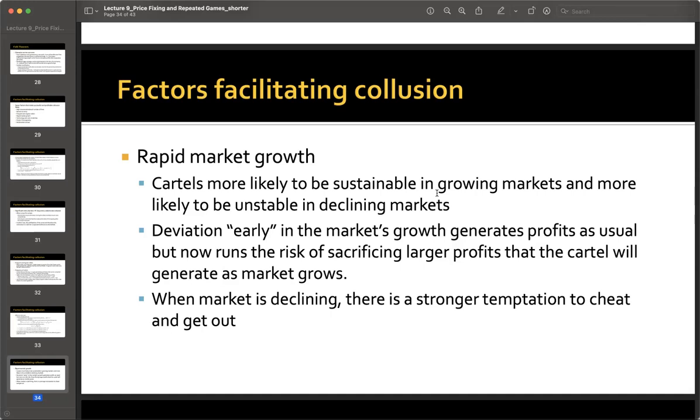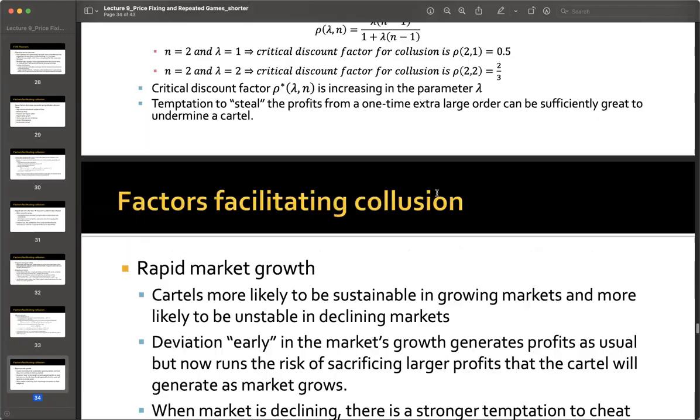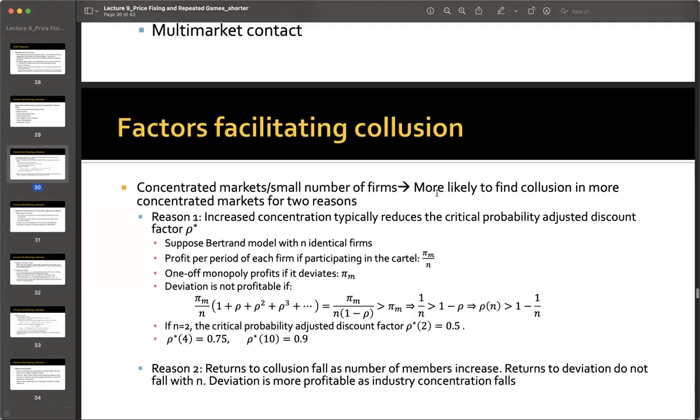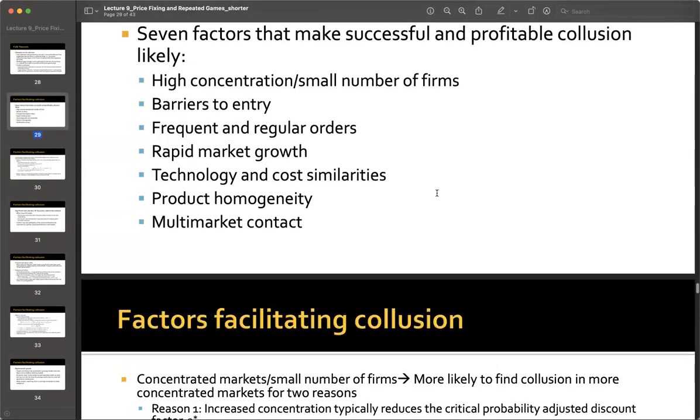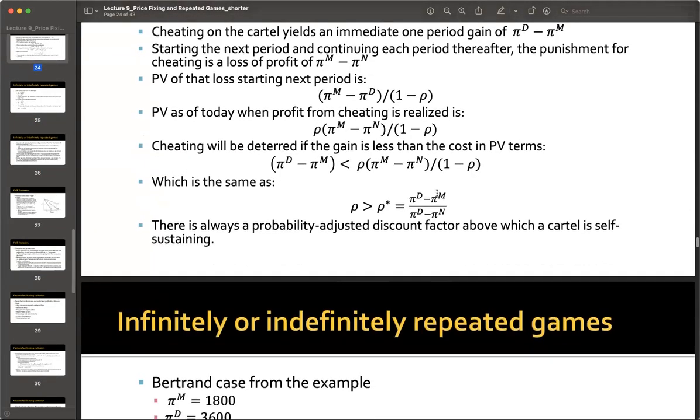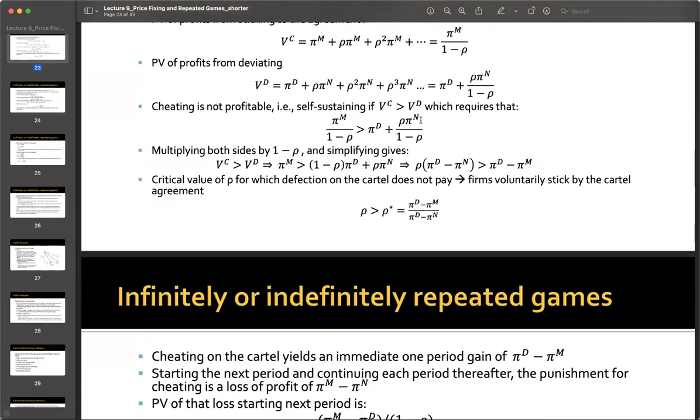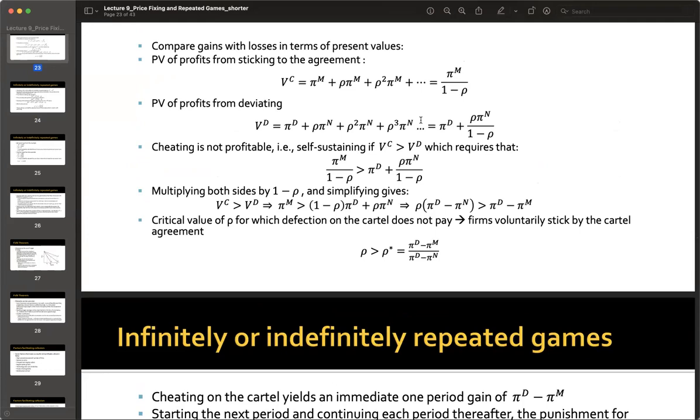So let's go back to the interpretation in the equation. Under rapid market growth, pi m is high, and therefore it's easier to sustain collusion. Under decline, that means pi m will go down, and then it will start to meet pi n. So when pi m goes down, then the rho star becomes higher.